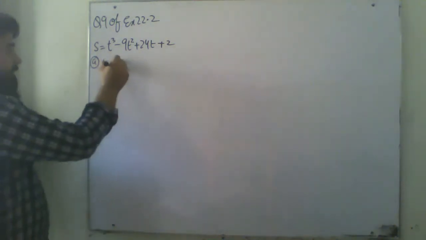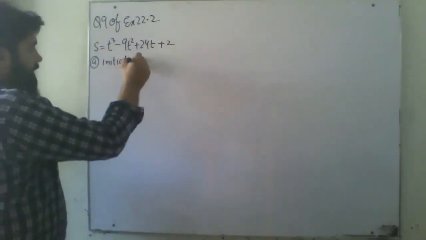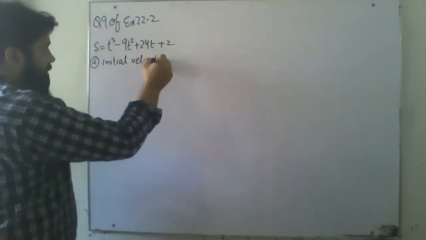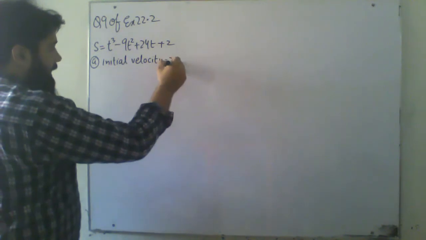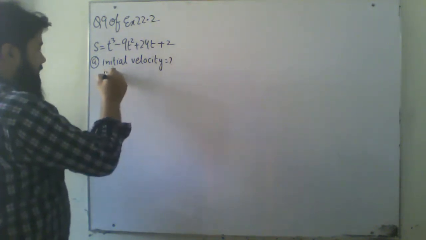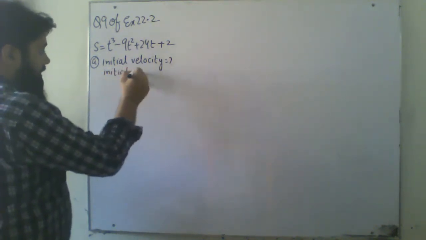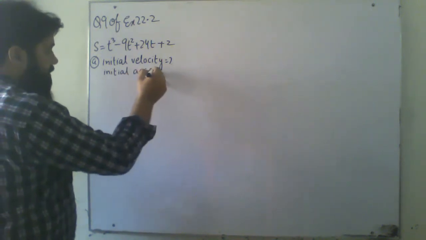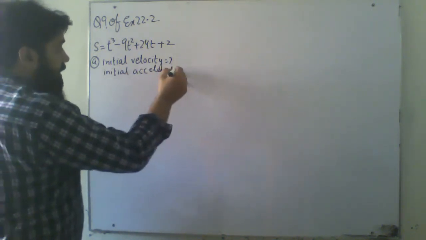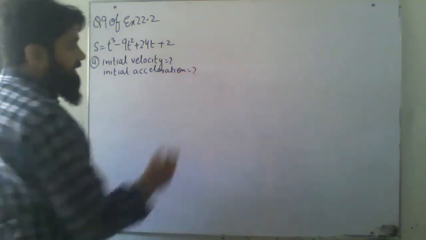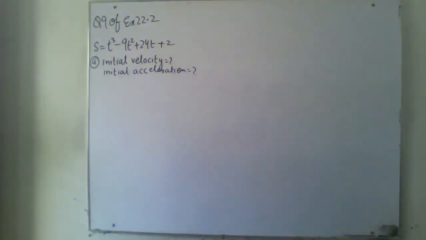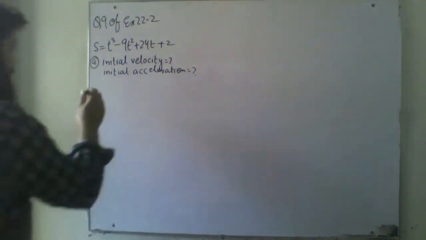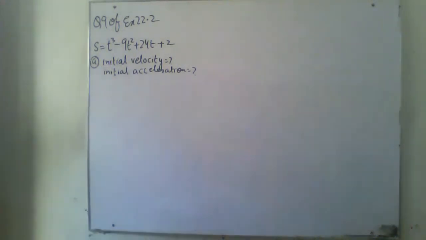initial velocity and initial acceleration. They are asking for these things. Okay. Now, I have told you guys that whenever they are going to say the word initial, we have to put t equals to 0.